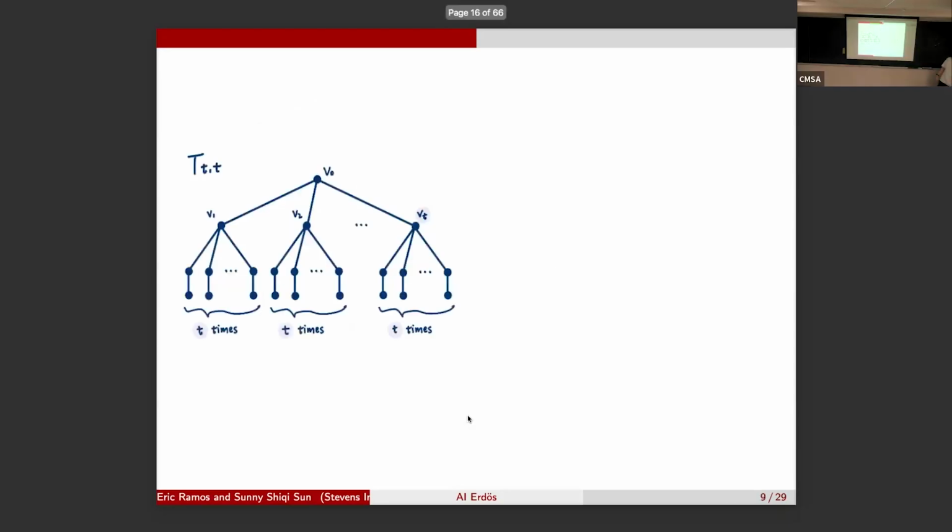Okay, so this is Galvin's counterexample. Look, once again, very similar to the previous, right? So in this case, you have a root which has t children, and each one of those t children has t edges as children.